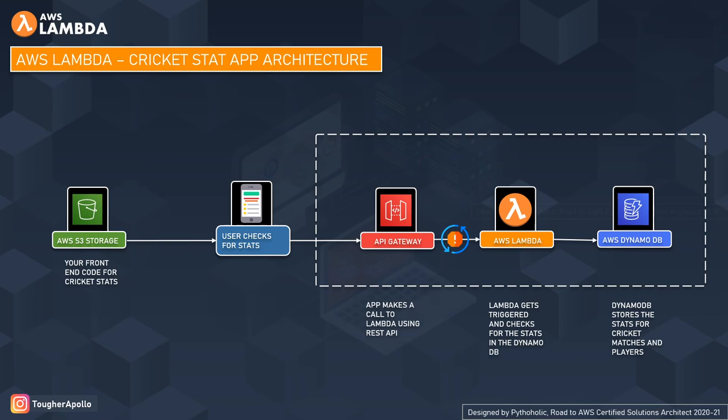So whenever the user is in London or any part of the world, by using API Gateway we are able to trigger the AWS Lambda function, which fetches information for the cricketers and the players which are close to that particular region, and that is what we are able to show to the user. And that actually gives us a sense of hosting a dynamic website by using our front-end static code.